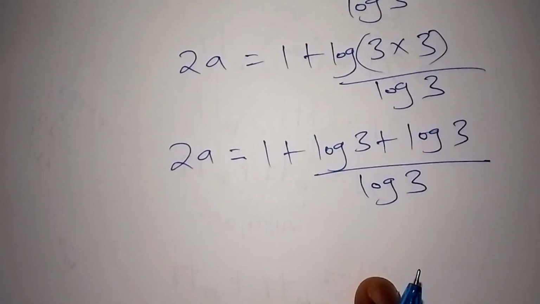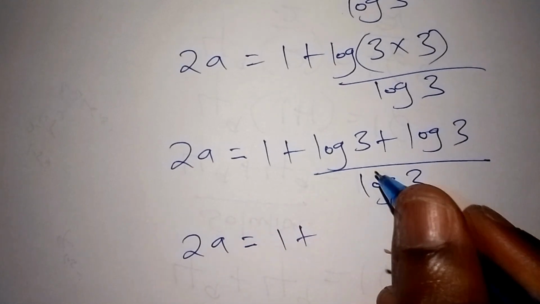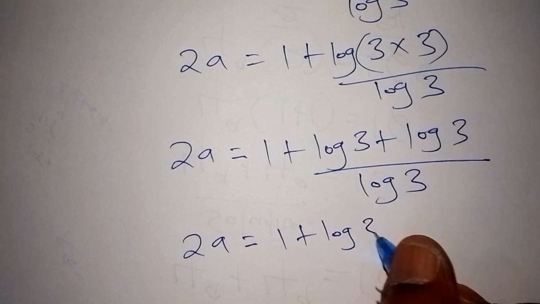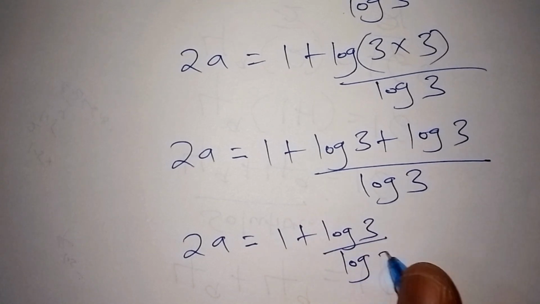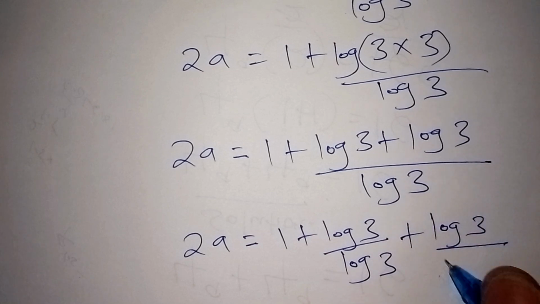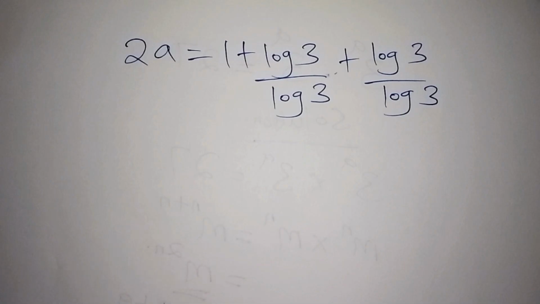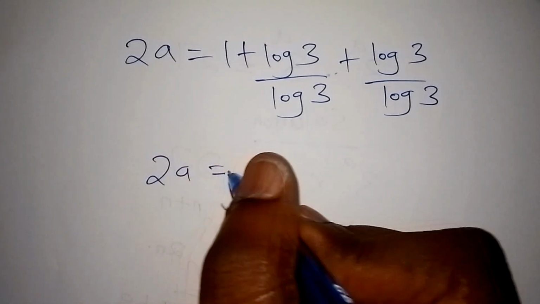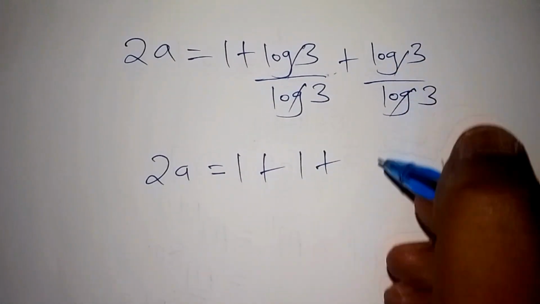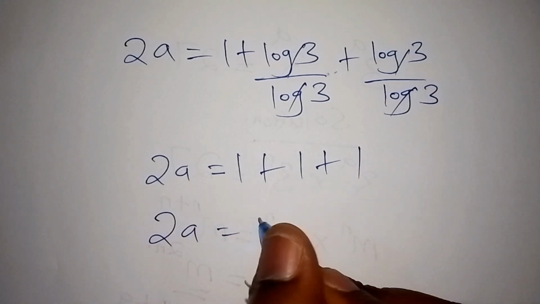As we conclude, we have 2a is equal to 1 plus, and now we divide each term by the log of 3: the log of 3 over the log of 3, plus the log of 3 over the log of 3. So 2a is equal to 1 plus, the log of 3 and the log of 3 cancel, giving 1, plus 1 again. So 2a is equal to 1 plus 1 plus 1, which is equal to 3.